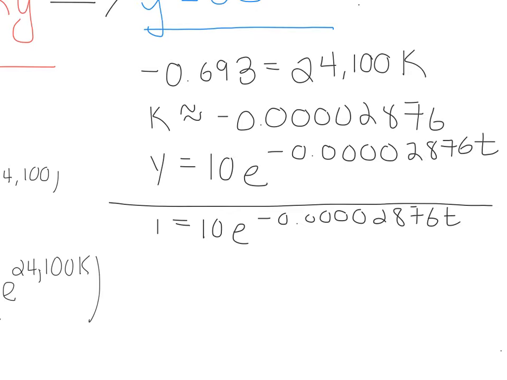Okay, so then we're going to have, all right, we'll divide both sides by 10, and just to save myself a little bit of writing here, I'm going to say we'll divide both sides by 10 and then take the natural log. So we'll have the natural log of 1/10 equals the natural log of e to the all of this business.